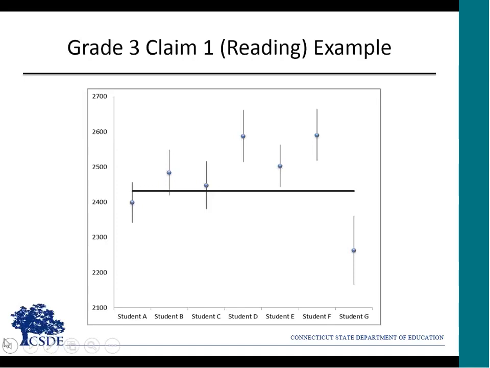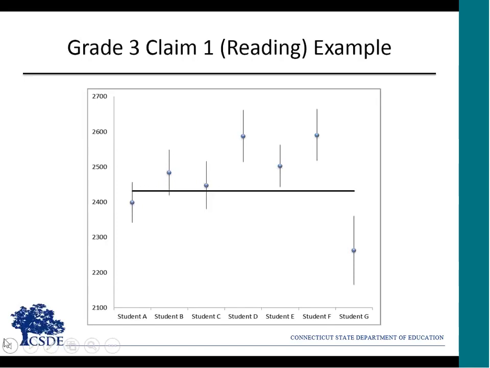For example, student G. If a student's claim level scale score and confidence interval touch the horizontal line, then that student is said to be performing as approaching the standard on that claim, and that would be students A, B, and C. If a student's claim level scale score and the confidence interval are entirely above the horizontal line, then that student is said to be performing above that standard on that claim. And you can see that with students D, E, and F.